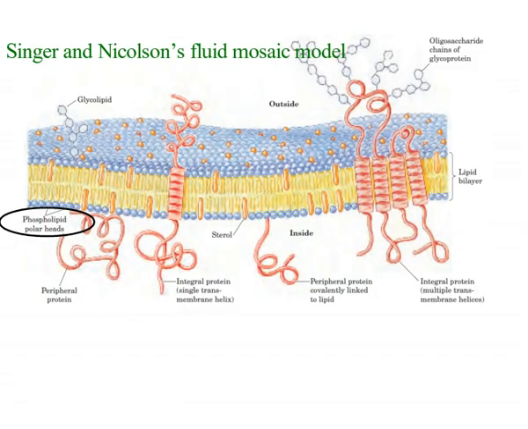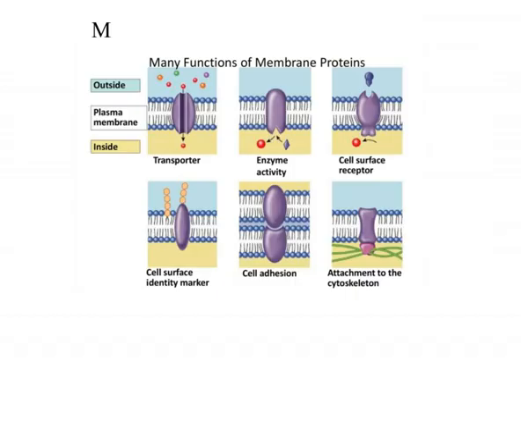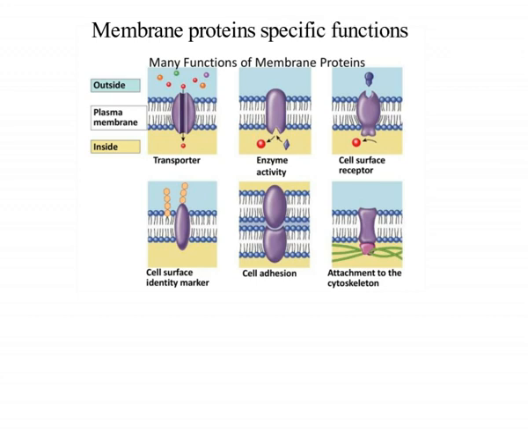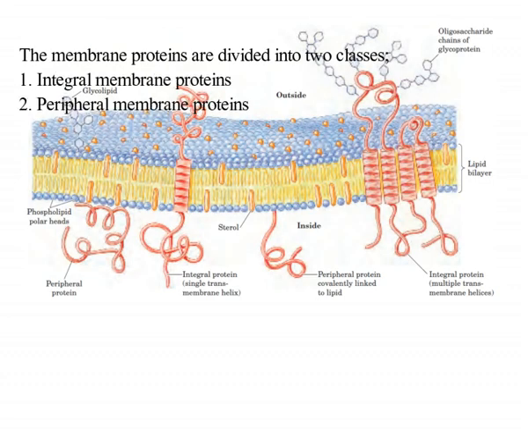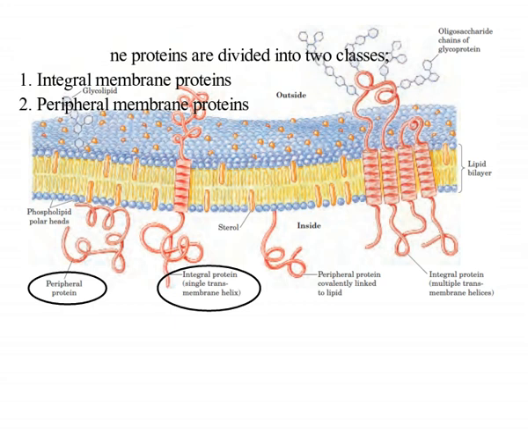According to Singer and Nicolson's fluid mosaic model, proteins float in a sea of phospholipids like mosaics. The membrane proteins perform specific functions like anchoring, reception, transportation, etc. The membrane proteins are divided into two basic types, that is the integral membrane proteins and the peripheral membrane proteins.